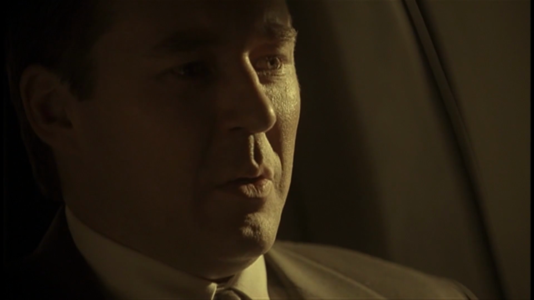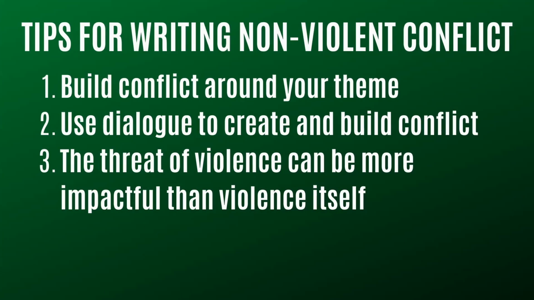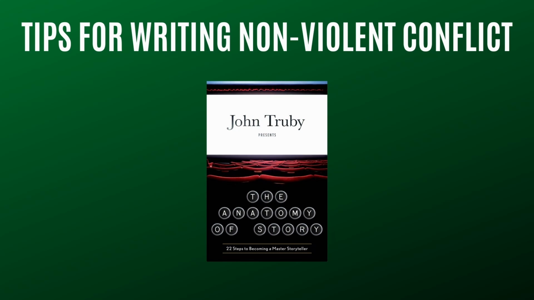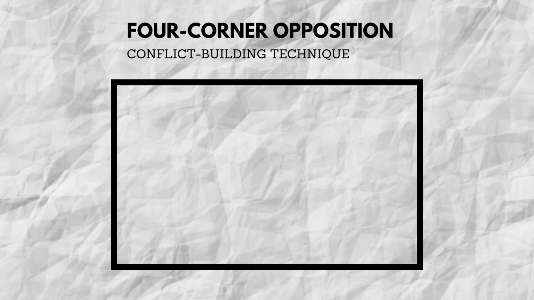It's very painful. Finally, tip number 4 is to apply conflict from different angles. One of the better strategies for building conflict involves the idea of 4 corners opposition. This idea comes from John Truby's book, The Anatomy of Story, and if you want to read more about it, I'll put a link to the book in the description below. But basically, 4 corners opposition works like this.